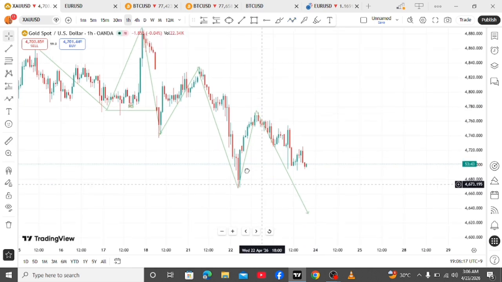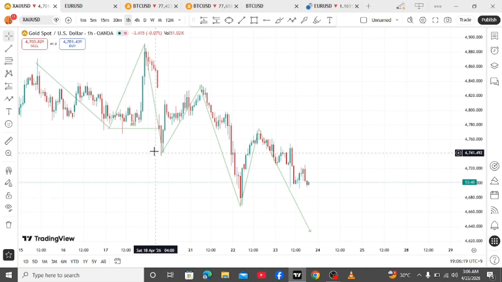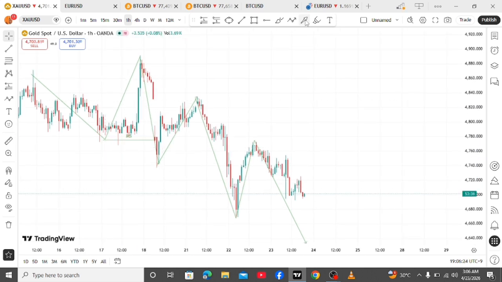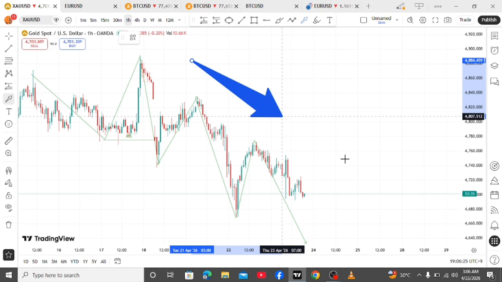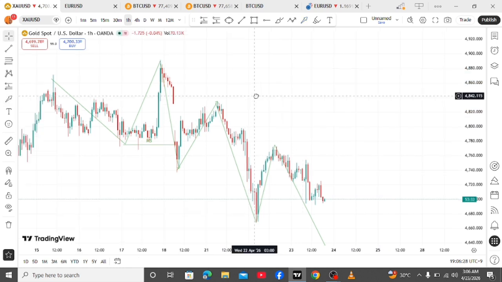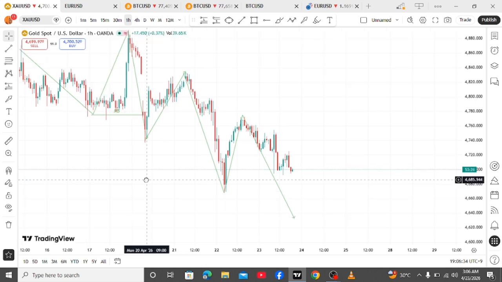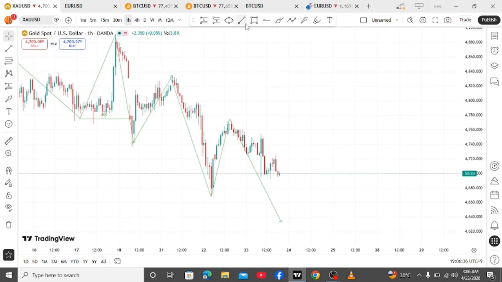What do we have to do? First of all, we should be thinking sell, because now we're in a downtrend. This is a downtrend. The market is going down. We're no more looking for buys, we're looking for sells. The market has made a market shift, and these are our break of structure.